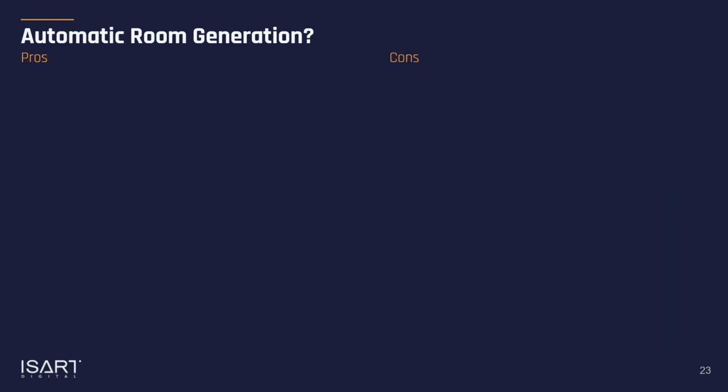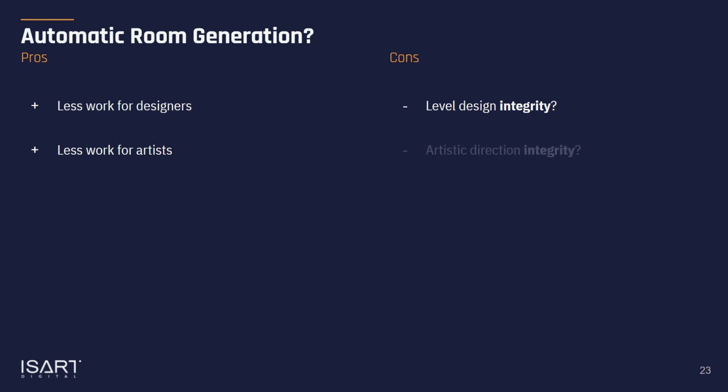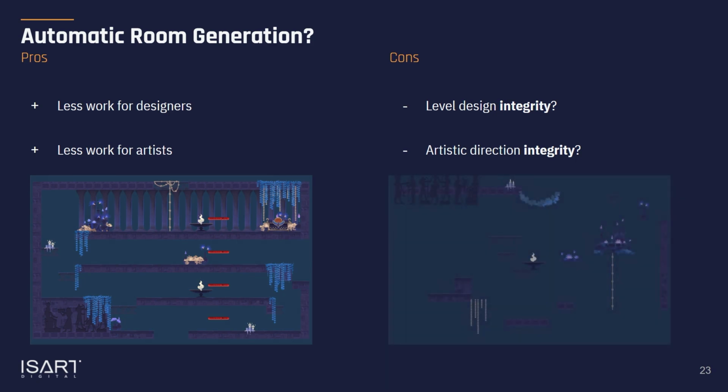Indeed, this new process will make less work for designers, who would be able to focus more on balancing endgame experience, and less work for artists, who could create new assets instead of making integration. However, what about the level design integrity? Will two rooms matched together make sense? And what about the artistic direction integrity? We have to ensure coherence, especially for assets integration. The immersion granted by the planning must not be broken by missing integrity.